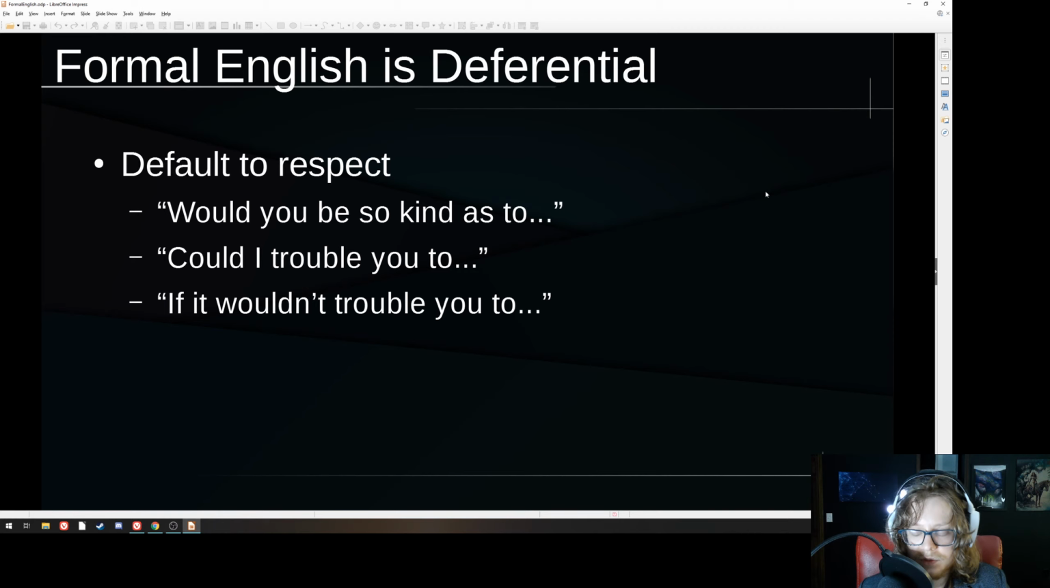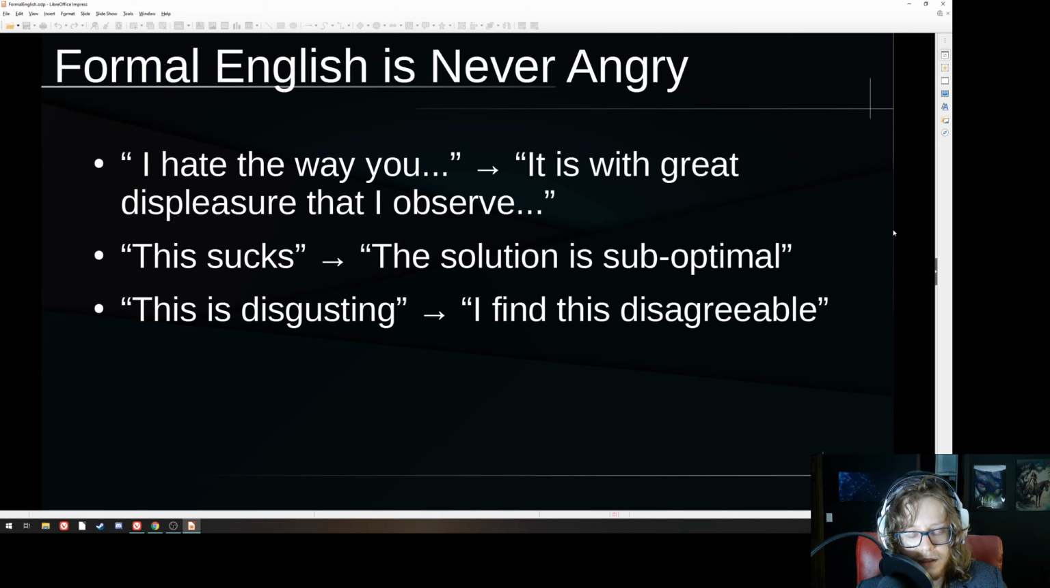That means that even when you're telling somebody off, which I still haven't gotten a great one, I really want a great formal English tell-off, even when you're telling somebody off, you would do it in such a way that is respectful. And formal English is never angry. You never want to express harsh, angry, bitter, rage, anything like that.